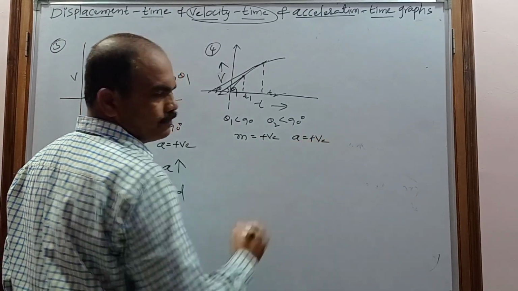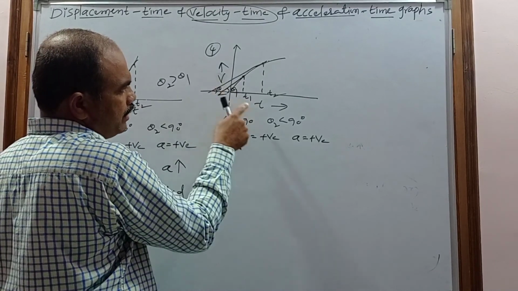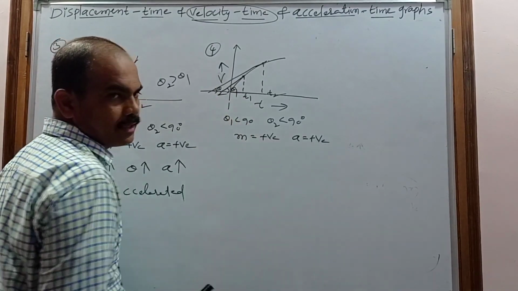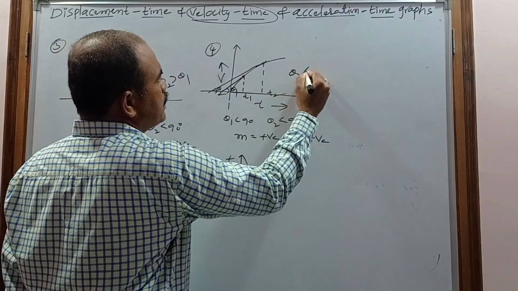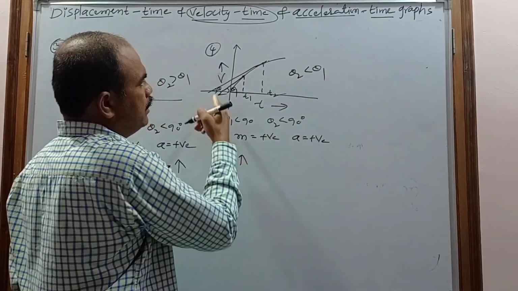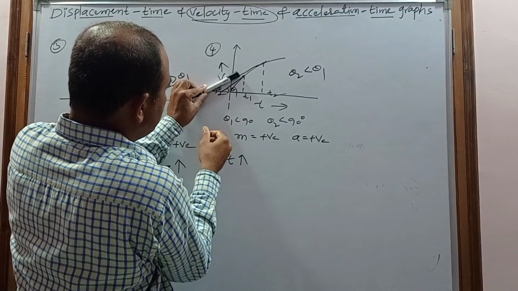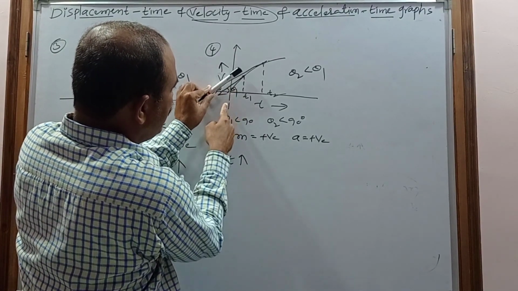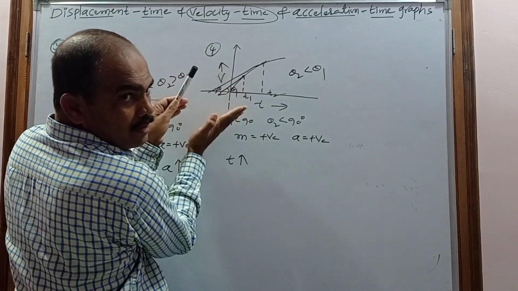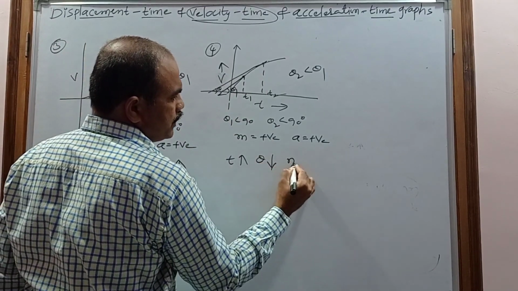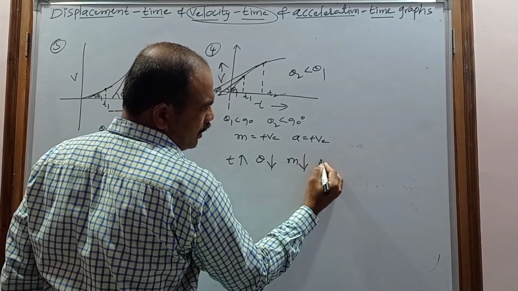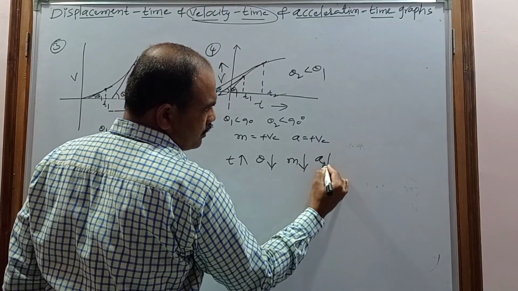Positive, because in the velocity versus time graph the slope gives the acceleration. But when the time is increasing, here theta 2 is less than theta 1. Observe, the angle becomes smaller and the steepness is decreasing. So the theta value decreases, that's why the slope decreases. When the slope decreases, the acceleration also decreases.